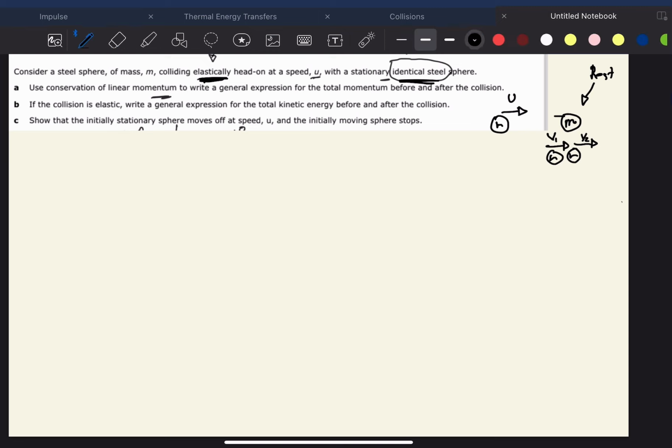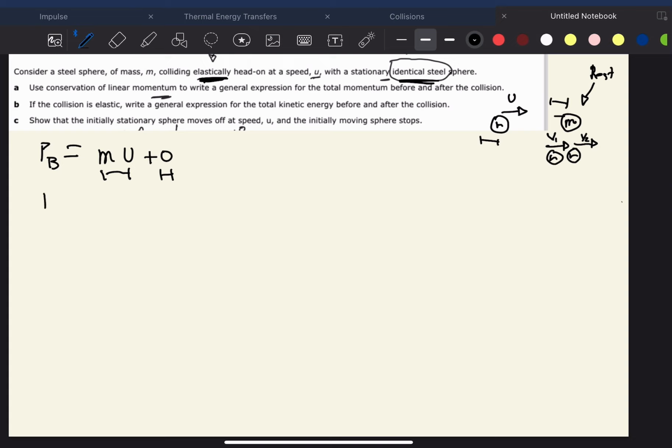Alright? So, for letter A, use conservation of linear momentum to write a general expression for the total momentum before and after the collision. So, momentum before is the mass of the sphere multiplied by initial velocity, plus 0. This one is coming from this sphere because it's moving, and this 0 is coming from this one because it is at rest, and because it's at rest it has no momentum.